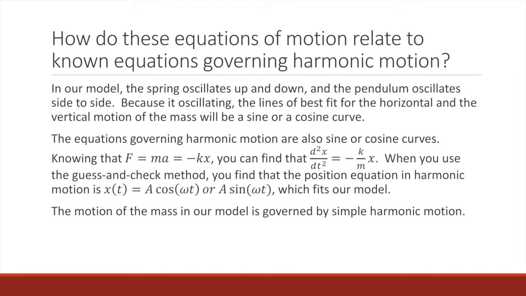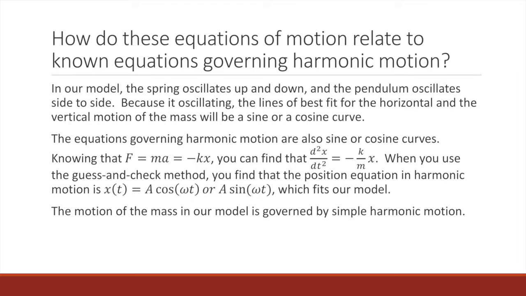How do these equations of motion relate to the known equations governing harmonic motion? In our model, the spring oscillates up and down, and the pendulum oscillates side to side. Because it is oscillating, the lines of best fit for the horizontal and the vertical motion of the mass will be a sine or a cosine curve. The equations governing harmonic motion are also sine or cosine curves.